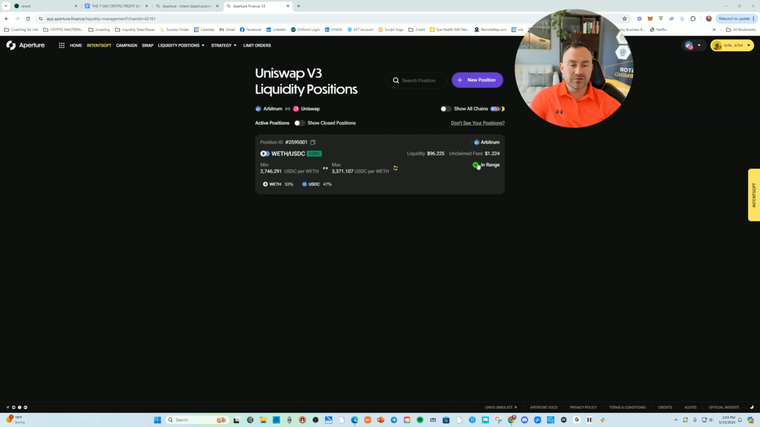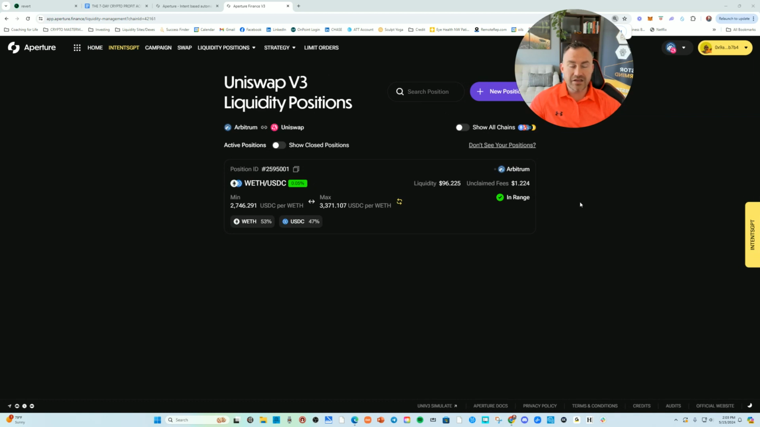Now, a couple of things I want to highlight right off the bat. Number one, this little green check mark, in range. That's good. That's very good. It means we are still in range, meaning we will still be collecting trading fee income from this position. Because this is ETH and a stable coin, our range originally we set from 2,700 to 3,300. ETH is still inside of that range, which is good. That means we've been collecting trading fees this whole time.